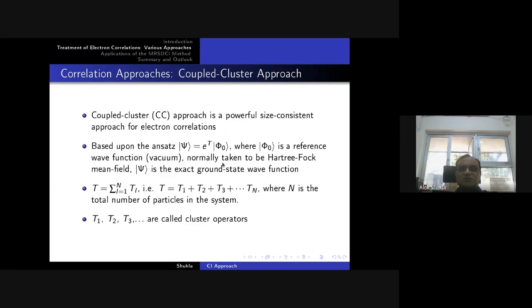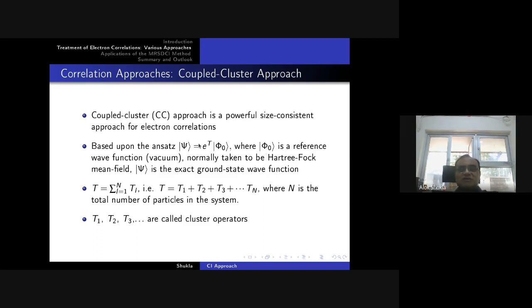Here it is based upon an exponential ansatz. That is, if psi naught is your reference wave function for the vacuum, which could be your DFT wave function or Hartree-Fock wave function, then the exact wave function will be given by this ansatz, that is e to the power T, the exponential, applied on your vacuum.